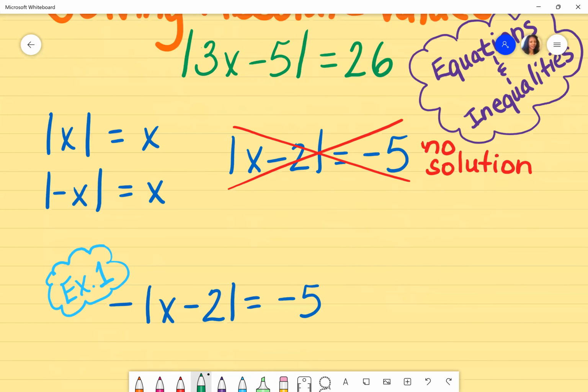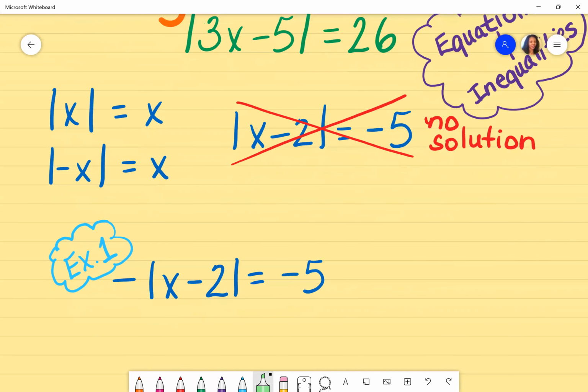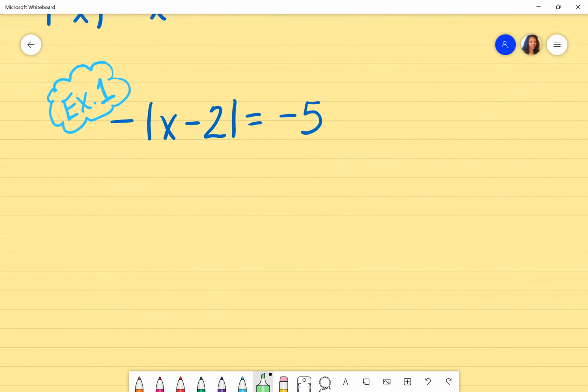Now, what you'll notice is in example 1, there's some similarities between what I just talked about and what I'm about to talk about. The only difference is there's a negative sign out front. So if you ever have anything in front, after, or even below your absolute value, you want to get rid of that first. And then it's possible that you could have a negative output to start. So let's work through this and see how that looks.